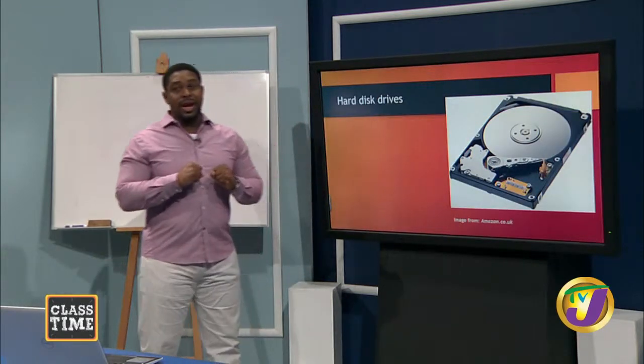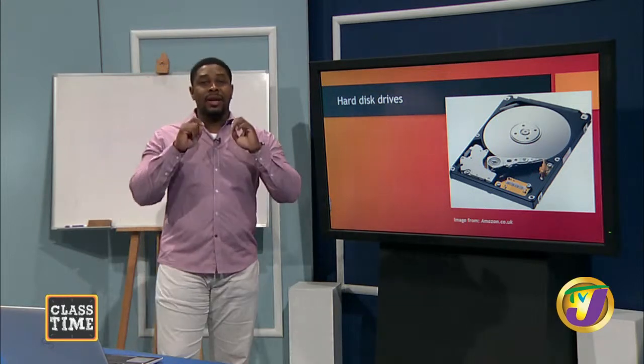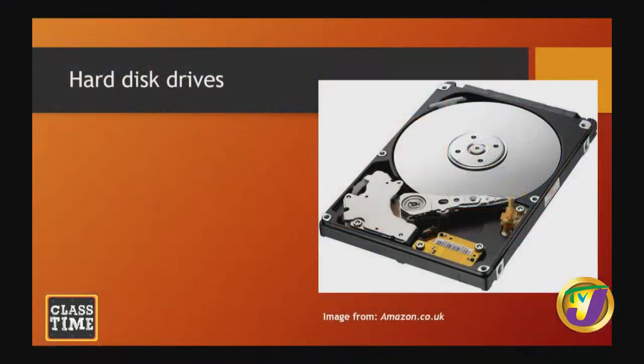So now we're talking about drives, all right? And the common one is your hard disk drive.